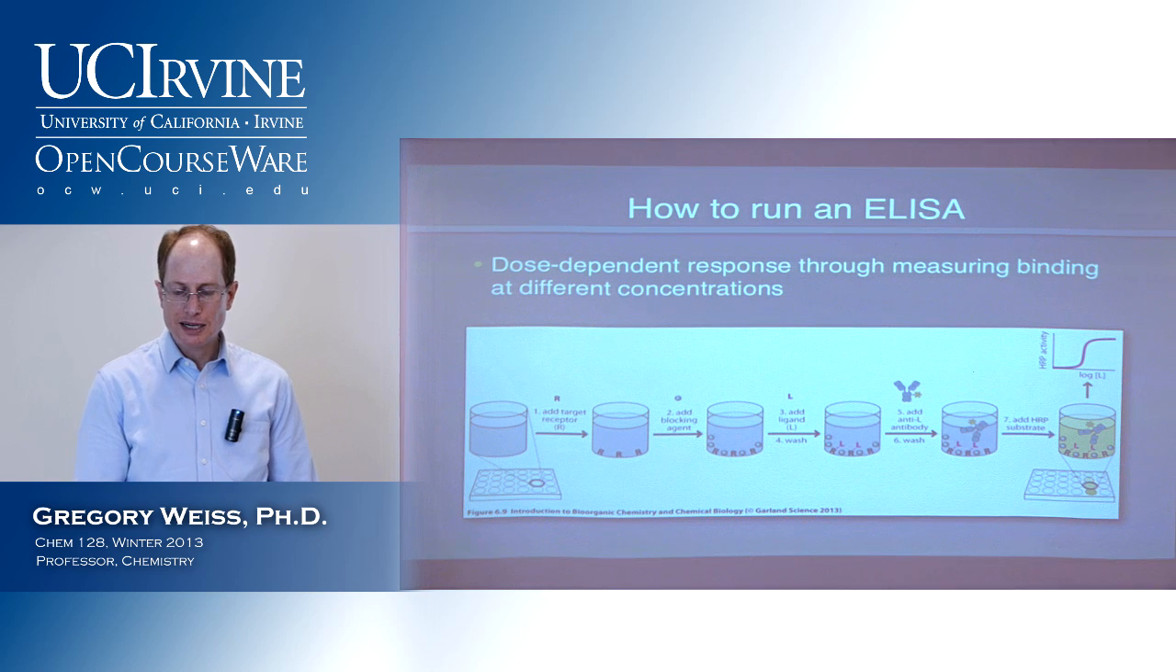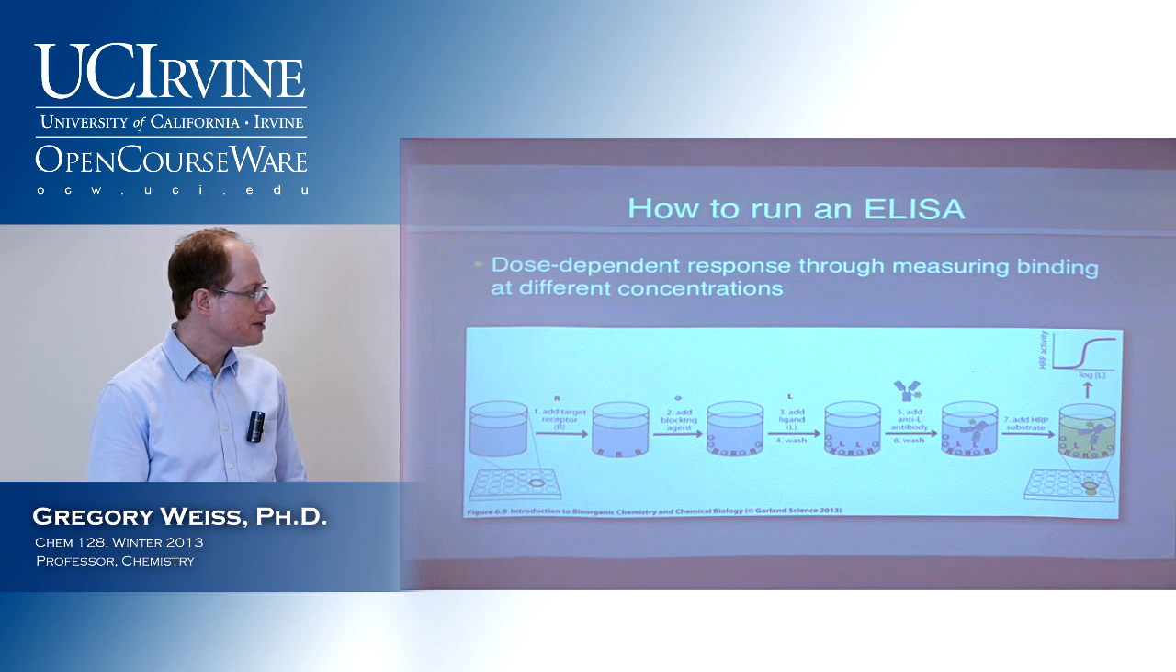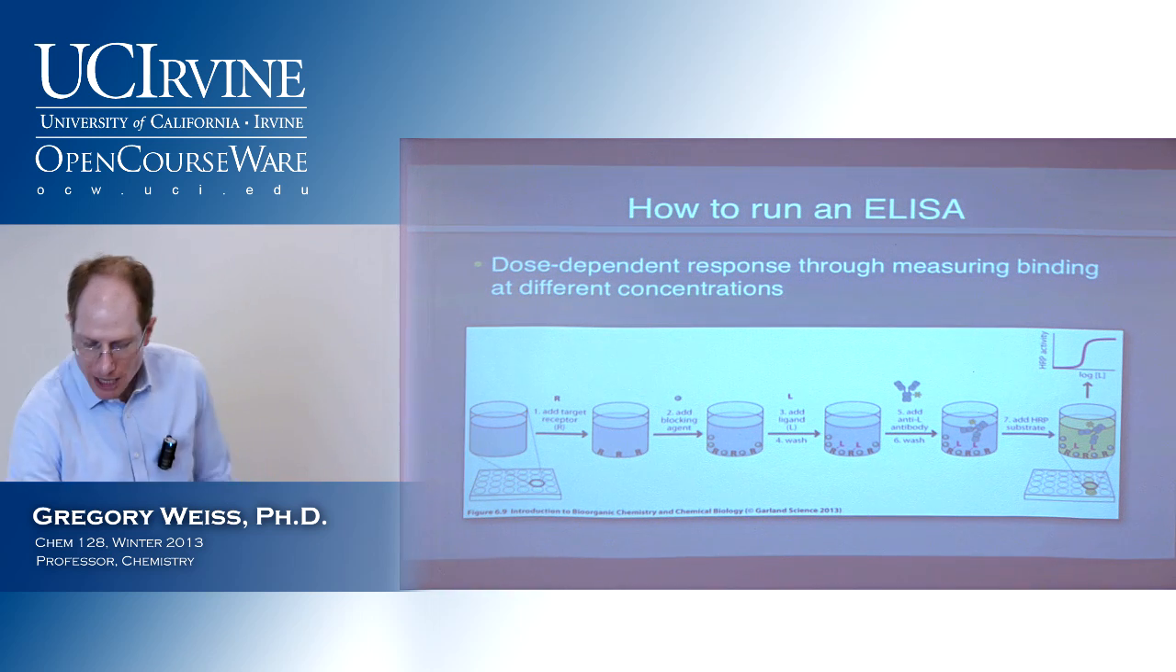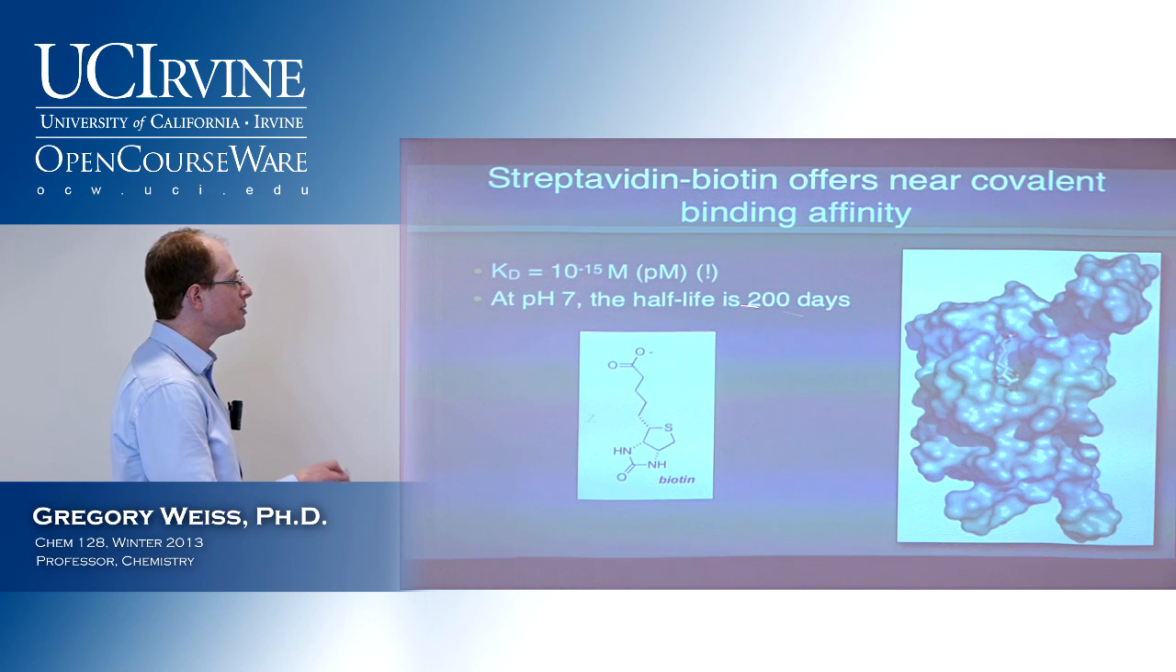Okay, let's talk next about other receptor-ligand interactions. So I've been showing you ELISAs as an example of catalytic receptor-ligand interactions. I want to get back to streptavidin. Streptavidin has this remarkable half-life of 200 days.